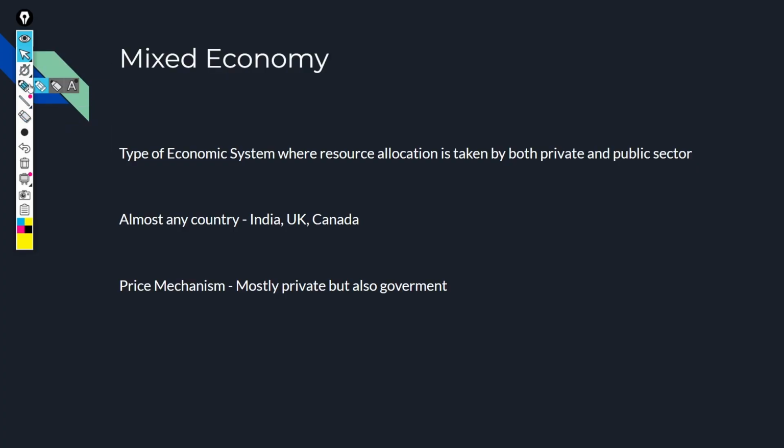So, now we're going to look at mixed economies. This is basically when the economic system, so resource allocation, is done by both the private and public sector, so governments, and almost any country in the world has this. So India, United Kingdom, and Canada. However, the price mechanism is also mostly private, but there is also government intervention, such as with inflation and crazy high prices of medicine or vaccines. Governments will intervene and just set a limit on the amount you can charge for an item to make it fair.